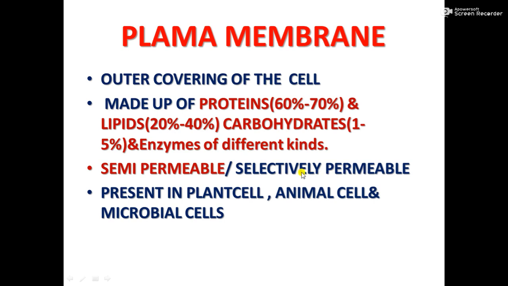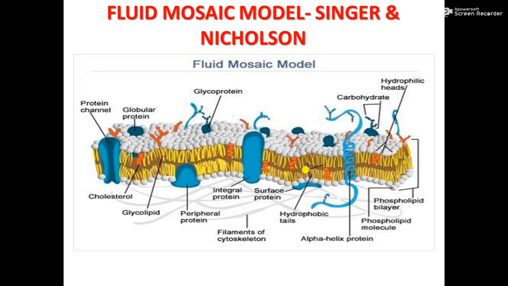Then the most important characteristic of cell membrane is it is semi-permeable or selectively permeable. That is, the materials enter into the cell and go out of the cell, but all substances cannot go into. The cell membrane allows only selected molecules to go inside or go from the cell. So that's why cell membrane is called a semi-permeable or selectively permeable. It is present in all living cells, plant cell, animal cell, microbial cell, fungi, bacteria, prokaryote. Cell wall is present in all living things cell, outer covering.